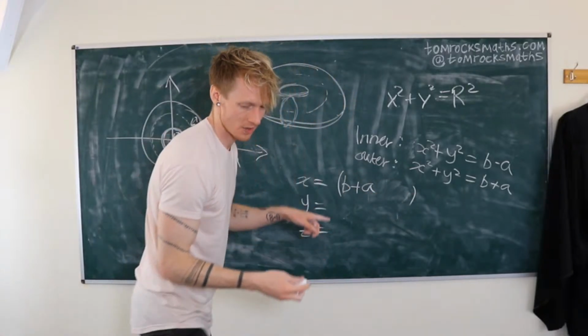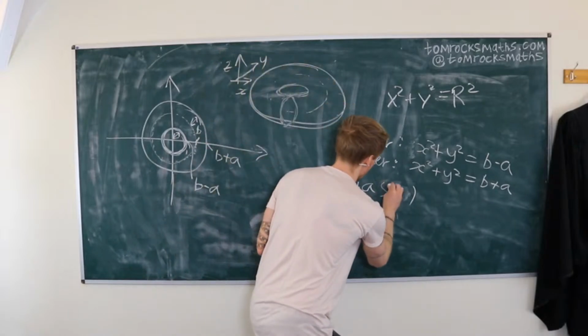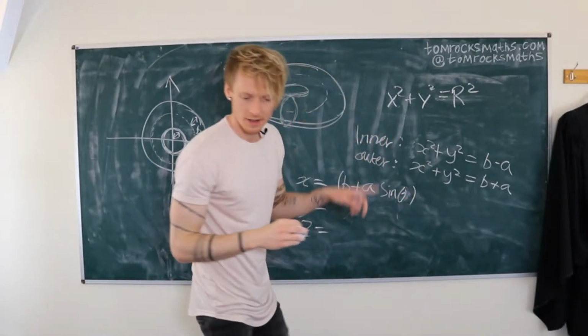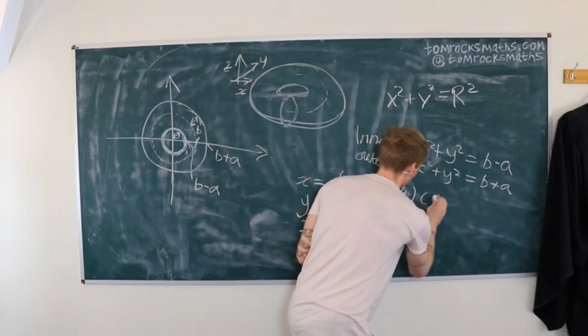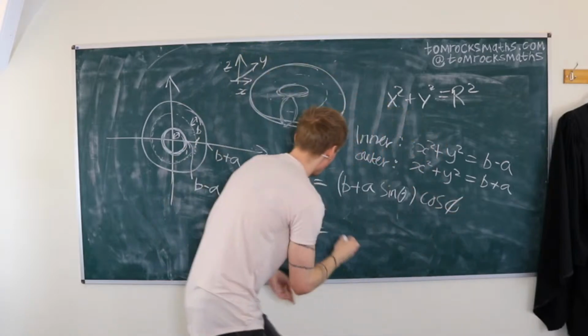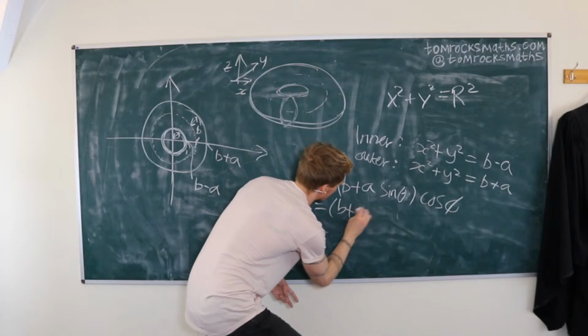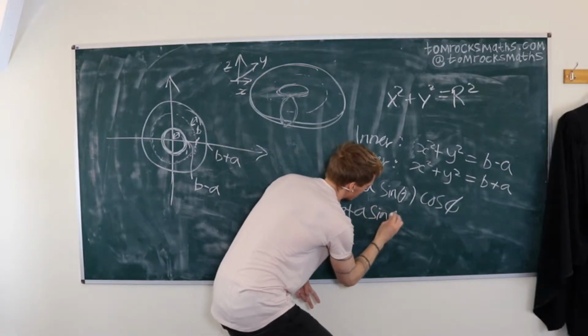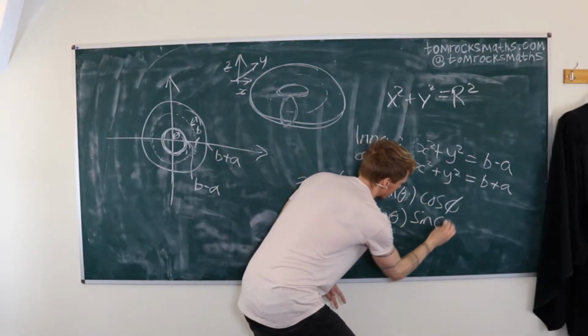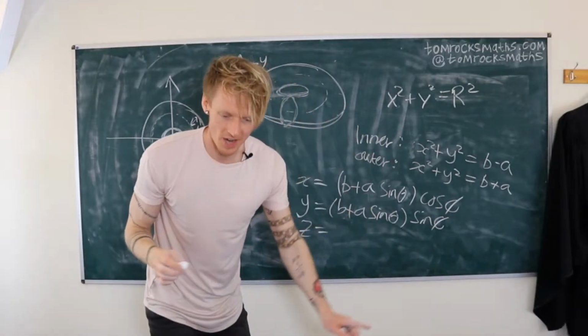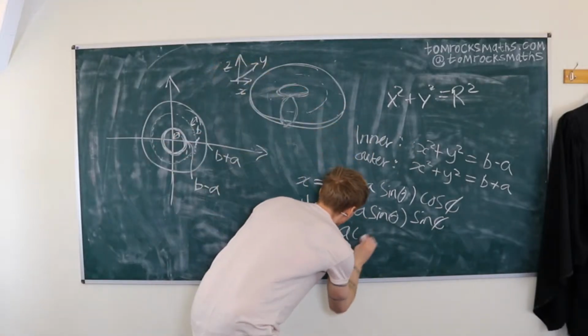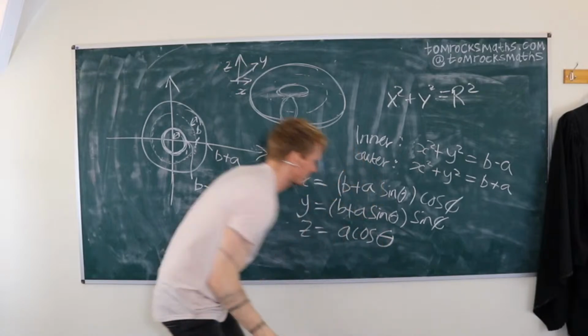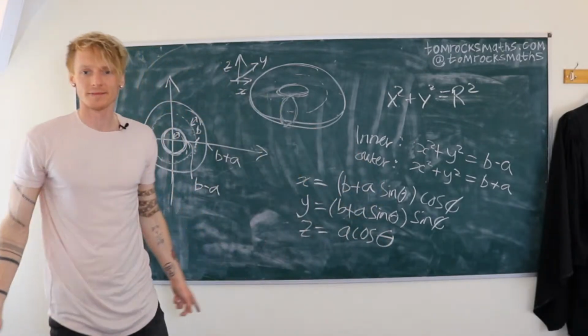So for your torus, you say that x is b plus a sine theta multiplied by cos phi. Then y is b plus a sine theta multiplied by sine phi. And then your z component is a cos theta. Right. That's how we do it.